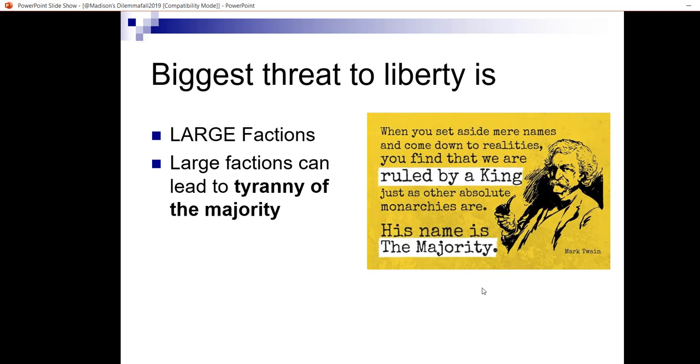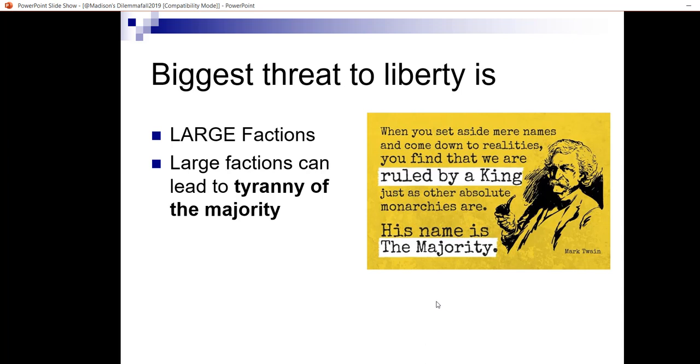This is just a quote from Mark Twain, who is pointing out the problem with a democracy, which Madison points out as well, is that if you let every decision be made by the majority without any checks on that majority, then that majority itself could become a tyrant and infringe on people's liberty. And Madison wanted to make sure that we didn't do that here in the United States.